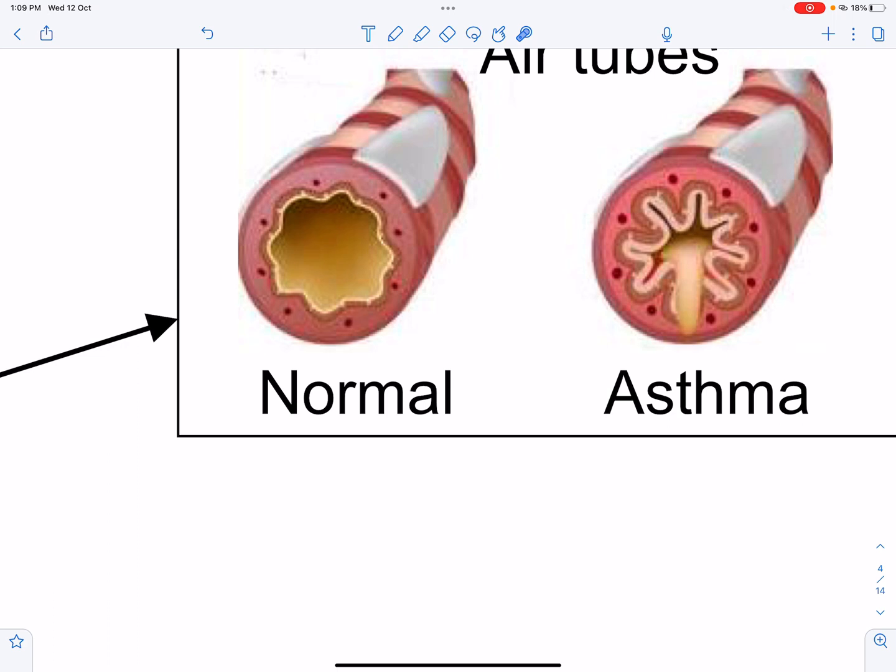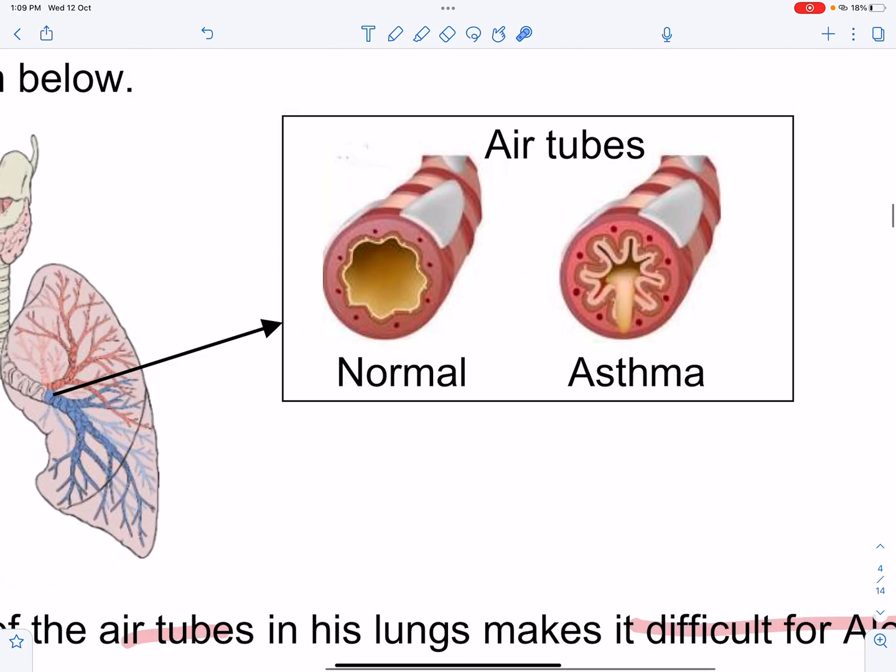So you need to be very careful about what you are saying and what you're referring to. A lot of you just went, oh, because less oxygen can be absorbed into the bloodstream. But why? It's because less air can enter the lungs.